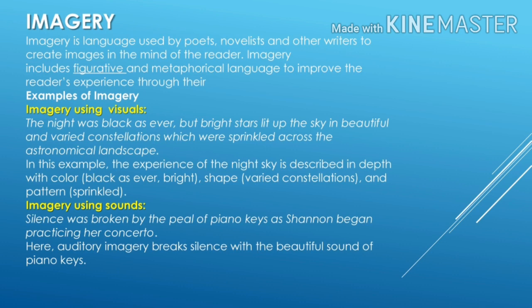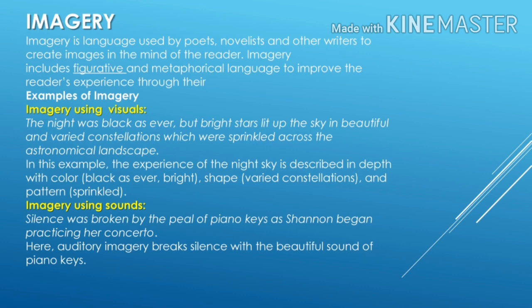Imagery using visuals. The night was black as ever, but bright stars lit up the sky in beautiful and varied constellations which were sprinkled across the astronomical landscape. In this example, the experience of the night sky is described in depth with color, black as ever, bright; shape, which is varied constellations; and pattern, which is sprinkled.